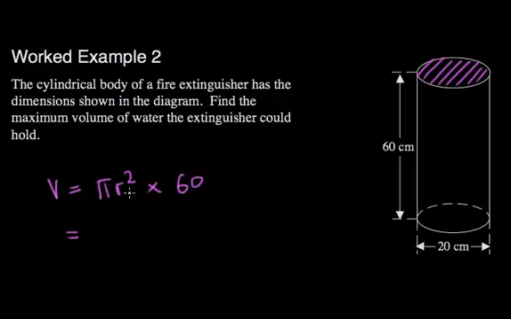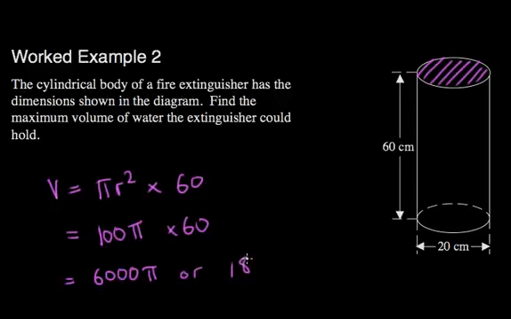But be careful here, the radius isn't 20, it's 10. So this would be 100 pi, 10 squared times 60. And I could leave that as either 6,000 pi or 18,850 centimeters cubed, and that is to the nearest centimeter cubed.